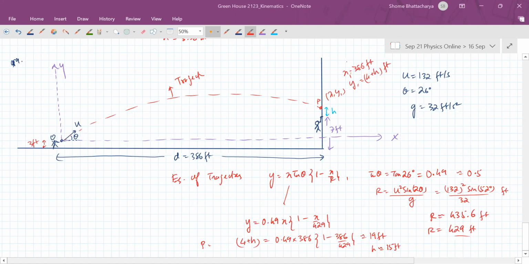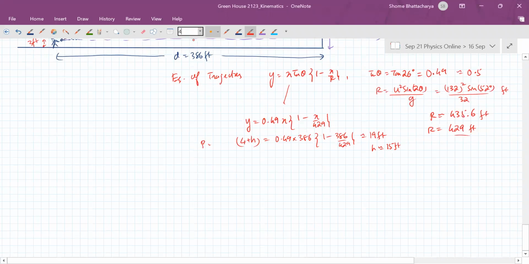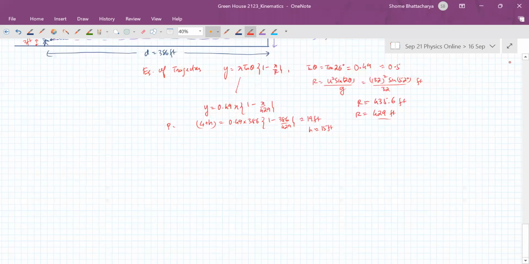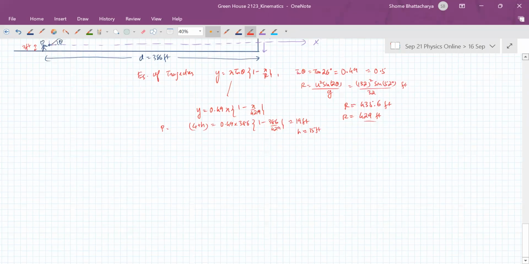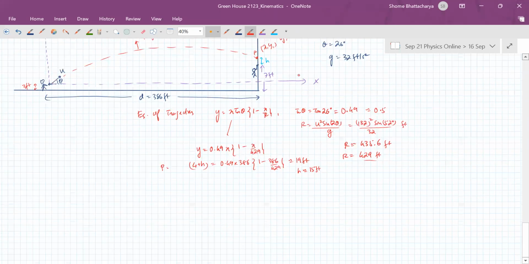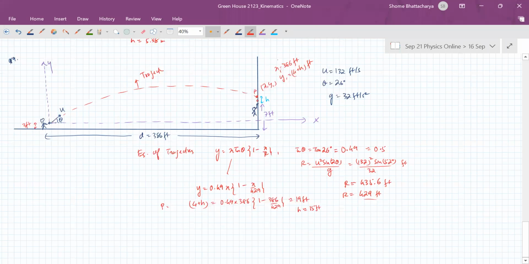Now moving on to 14th. So what was the use of the 7 feet that was given? See, from that only we found out this. We are substituting the y coordinate as 4 plus h because he's 7 feet above the ground and my x-axis is 3 feet above the ground. No? Okay, sir. Yes.